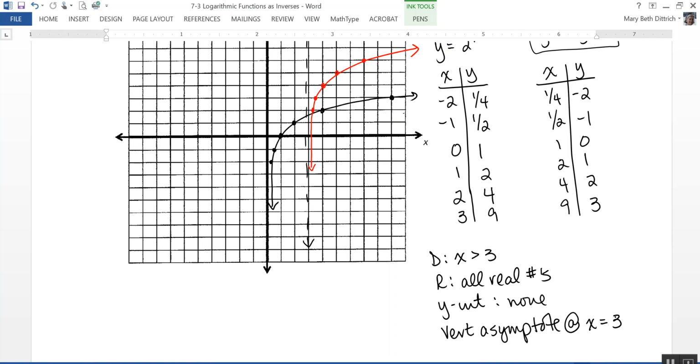We looked at how to go from exponential form to logarithmic form and how to solve equations that way. We looked at the graph of the basic logarithmic function. We also talked a little bit about common logs, and then we talked about how to do transformations of the parent logarithmic function.